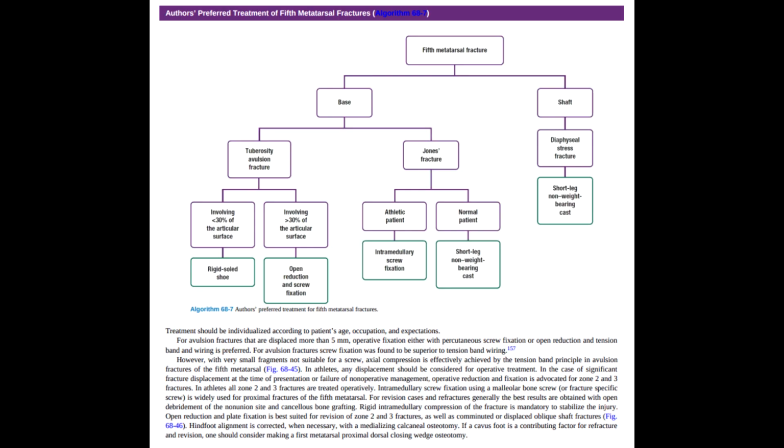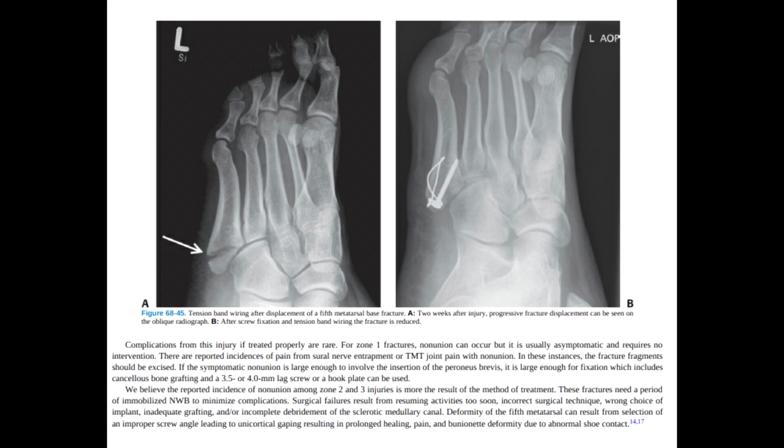For Jones fractures, athletic patients are treated with intramedullary screw fixation to allow quicker and more reliable union, while normal or low-demand patients can be managed with a short-leg, non-weight-bearing cast. The radiograph labeled as figure 6845 illustrates tension band wiring for a displaced fracture at the base of the fifth metatarsal. The first image shows progressive displacement on an oblique view 2 weeks after the injury. The second image demonstrates the fracture after screw fixation and tension band wiring, with the fragments reduced and stable.